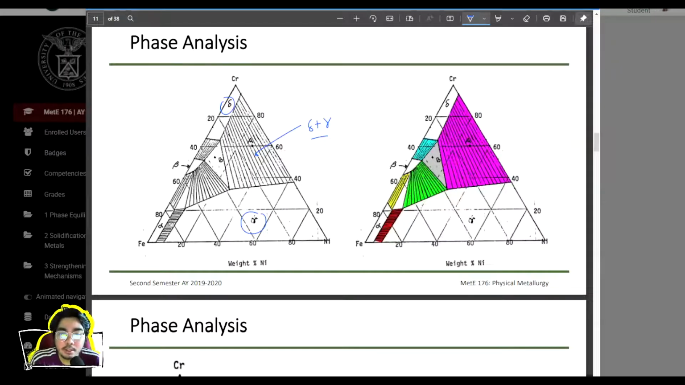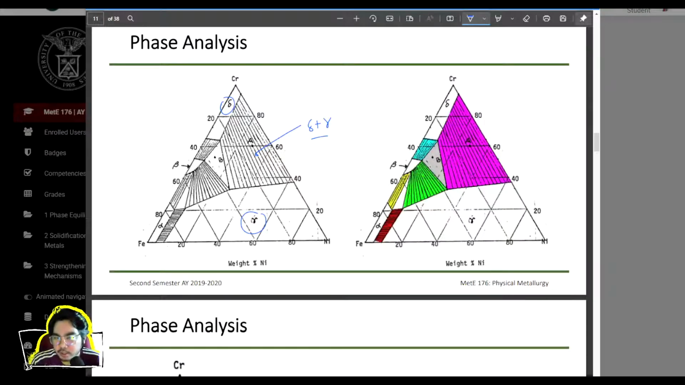So this is the delta plus gamma region. So the tie line, we use the tie line in much the same way as we use the tie lines available to us in binary phase diagrams. So maybe listen to the podcast, and I explained it better there, no?